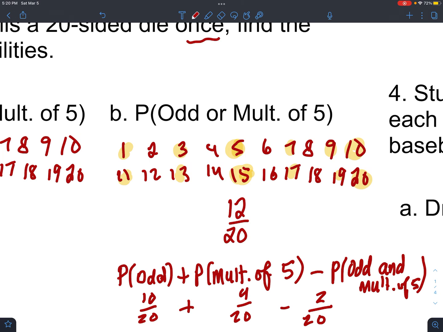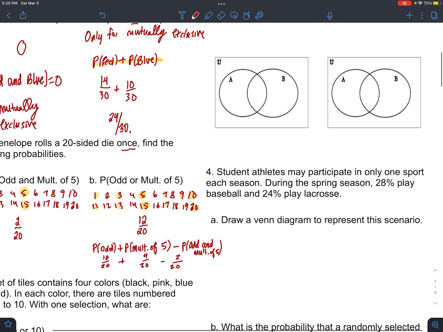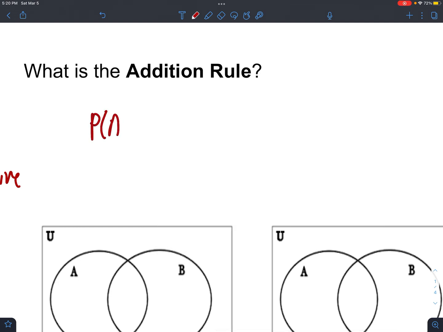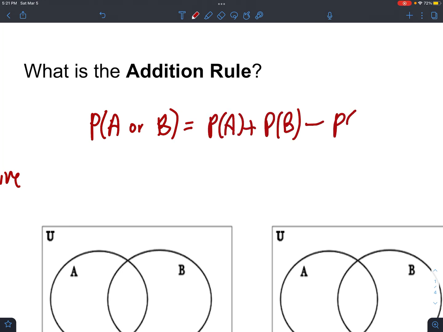And this is huge. I mean, this is one of the toughest parts of these notes, and this has its own name, and it's called the addition rule. The addition rule says that with or, you can always add the 2 together, but subtract any overlap.